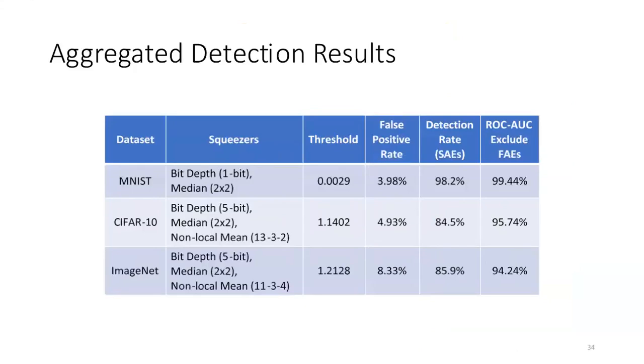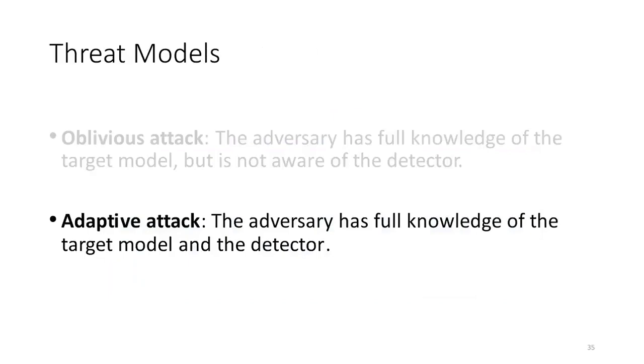We have observed similar performance on MNIST, CIFAR-10, and ImageNet. On MNIST, we achieved 99% AUC scores. On CIFAR-10 and ImageNet, we are at about 96, 95, and 94. So we think if we add more proper squeezers, this detection performance can be further improved. This is another piece of future work we are working on now.